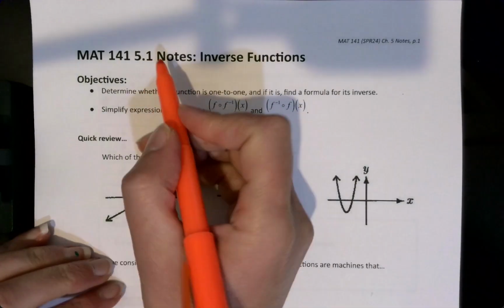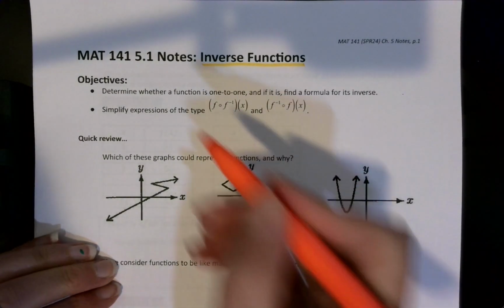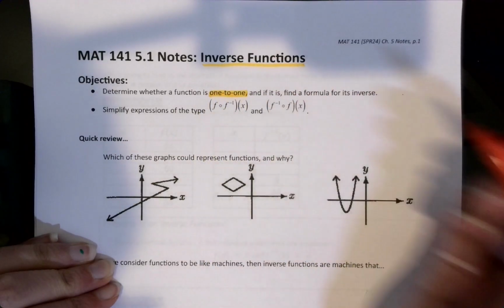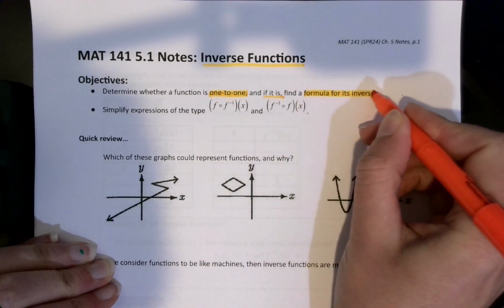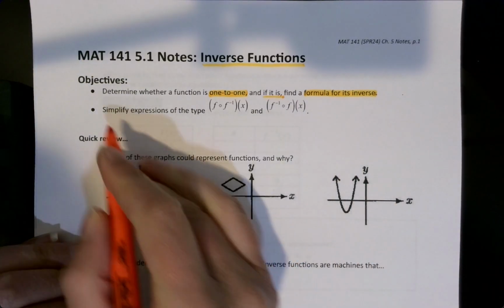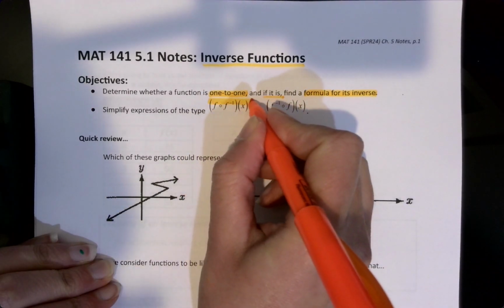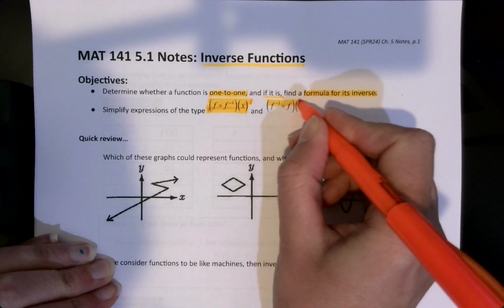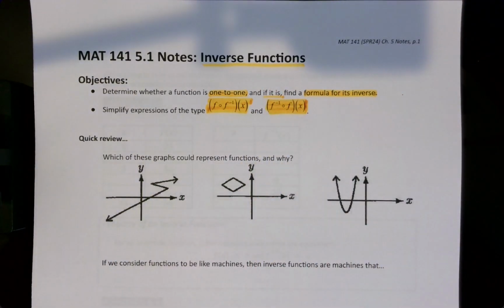In section 5.1, we're looking at inverse functions, and our objectives here are to determine whether a function is one-to-one, and then if it is, find a formula for its inverse. We're also going to simplify expressions of the type f of f inverse of x, that's composition of a function and its inverse, and the reverse, f inverse of f of x, so composition of an inverse and the function.